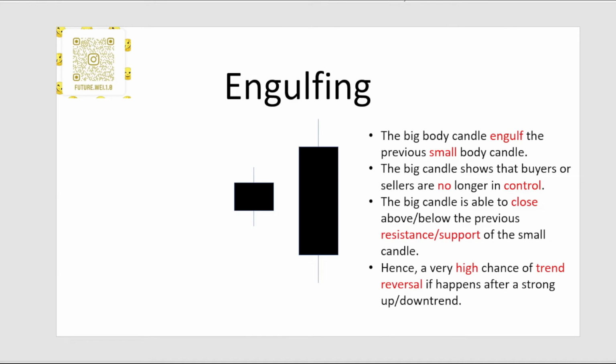Lastly, we have engulfing candle. The big body candle engulfs the previous small body candle. The big candle shows that buyers or sellers are now in control. The big candle closed above the resistance of the small candle and below the support of the small candle. Hence, a very high chance of trend reversal if it happens after a strong up or downtrend.